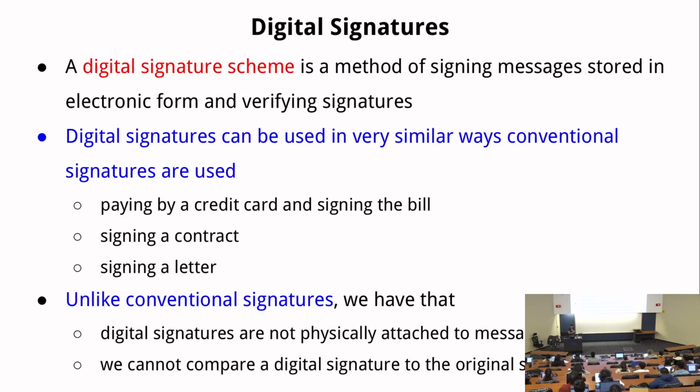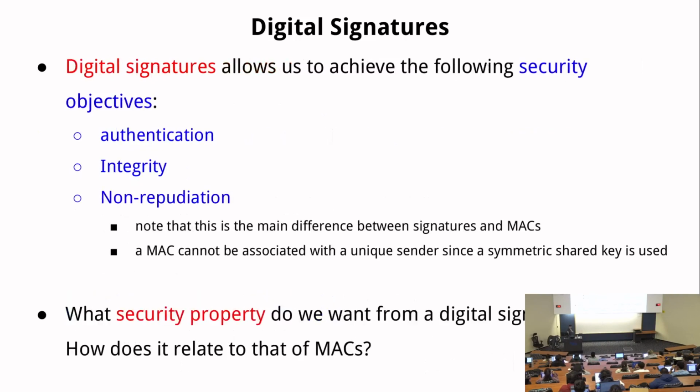This is different from the conventional hand signatures, but there are similarities behind them. So basically, digital signatures help us to achieve the following security goals. First one is authentication: prove a message is from some party. Also integrity, which means the message has not been changed. More importantly, it helps us achieve non-repudiation, which MAC cannot provide.